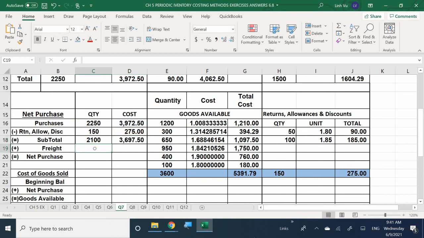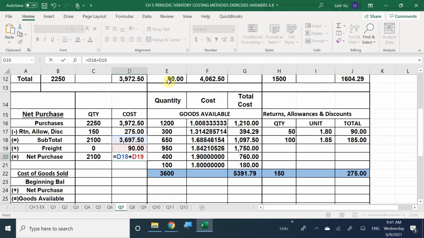Freight, once again, does not affect your quantity, but it does affect your total cost. So we're going to add $90 to your total. So what is your total net purchases going to be? What's the total cost of your net purchases? 3787.50. Good. Perfect.